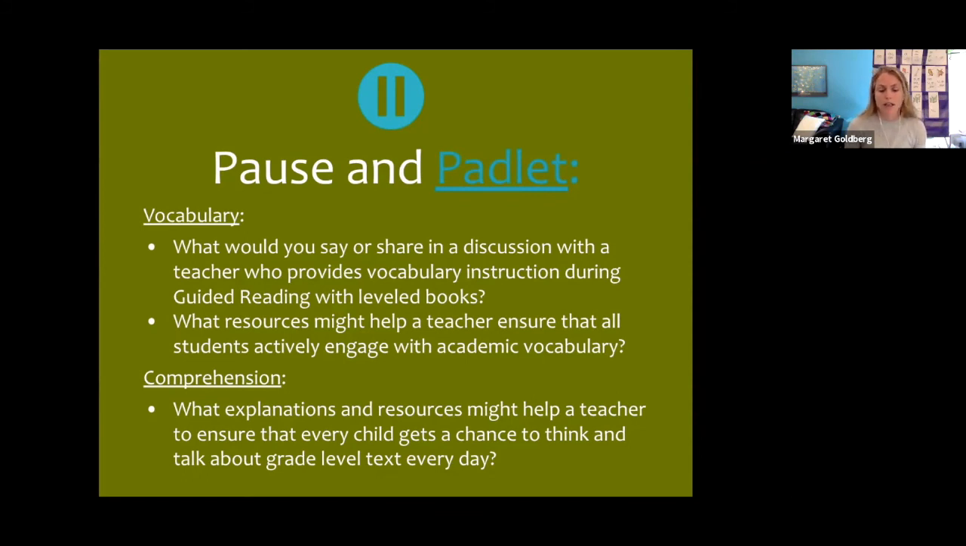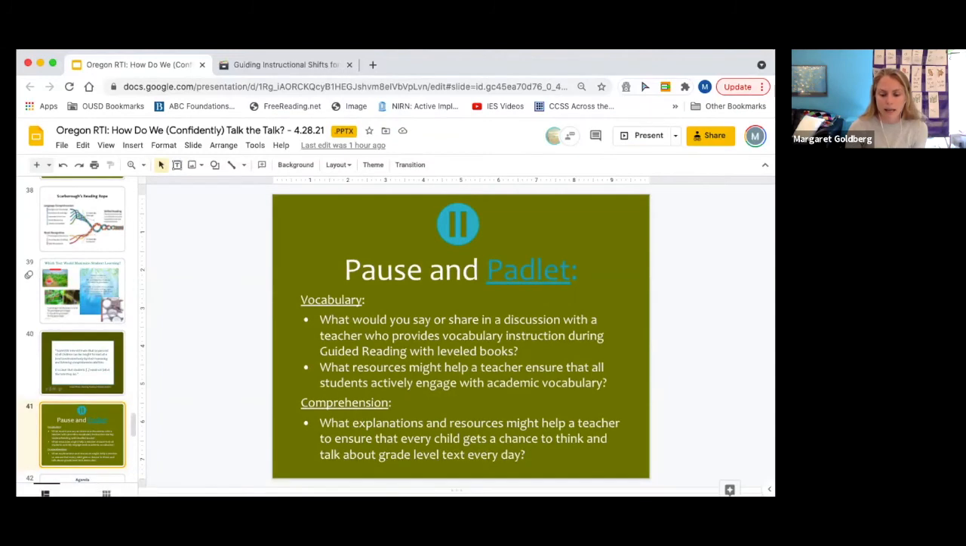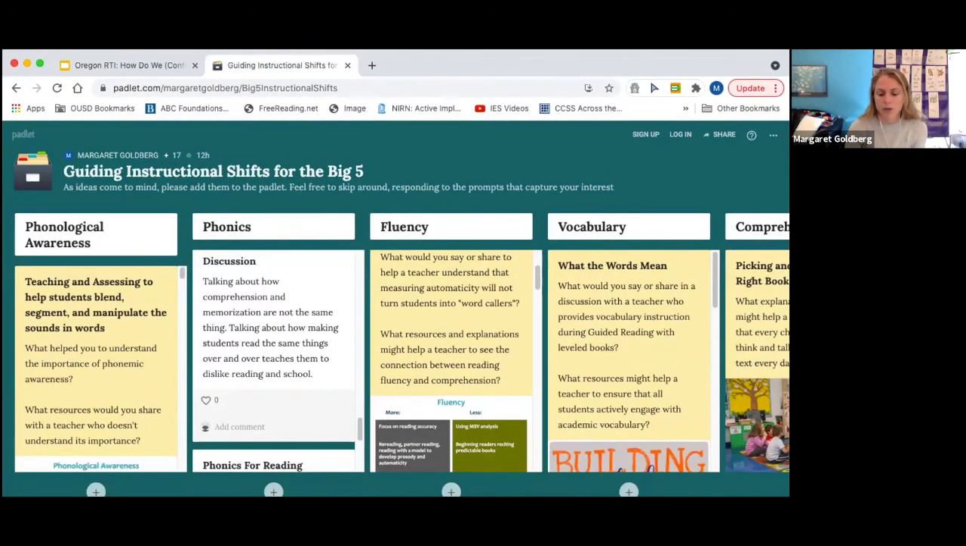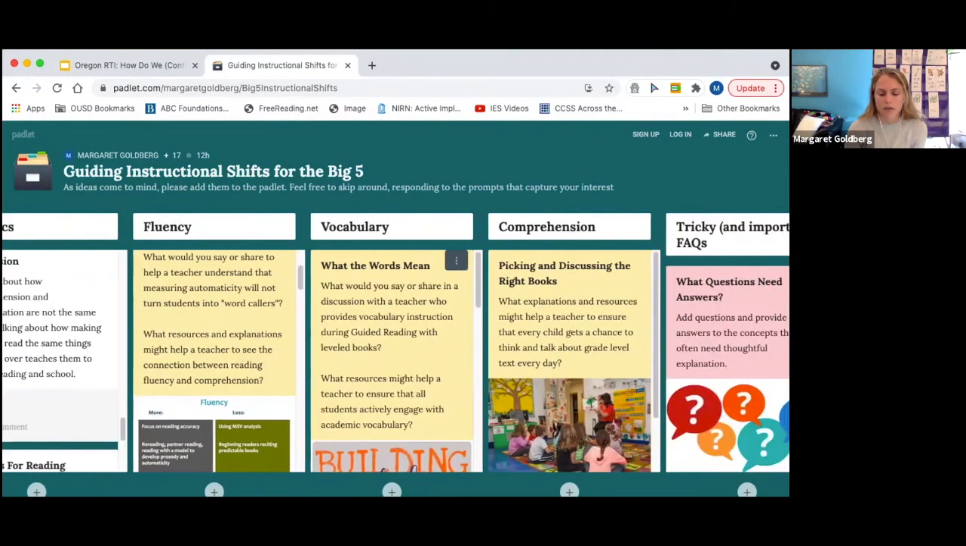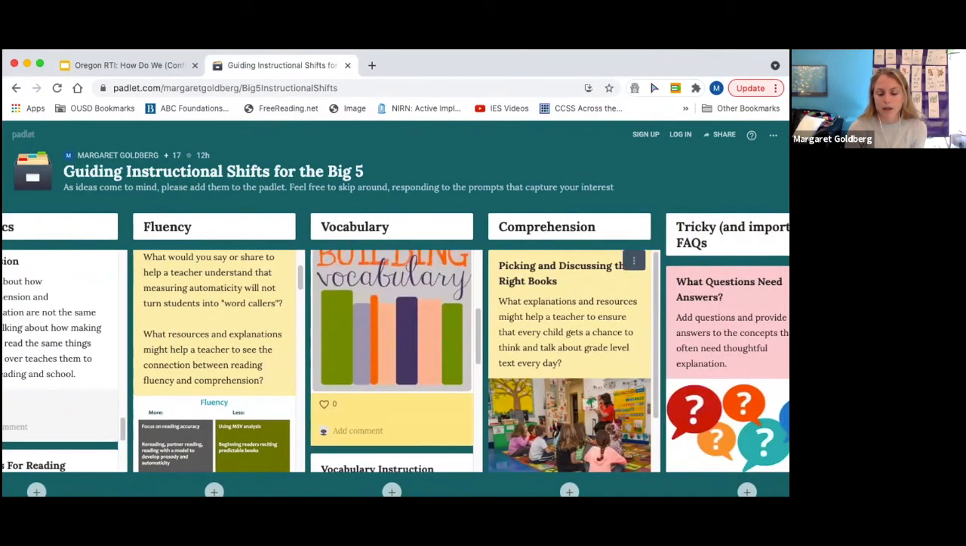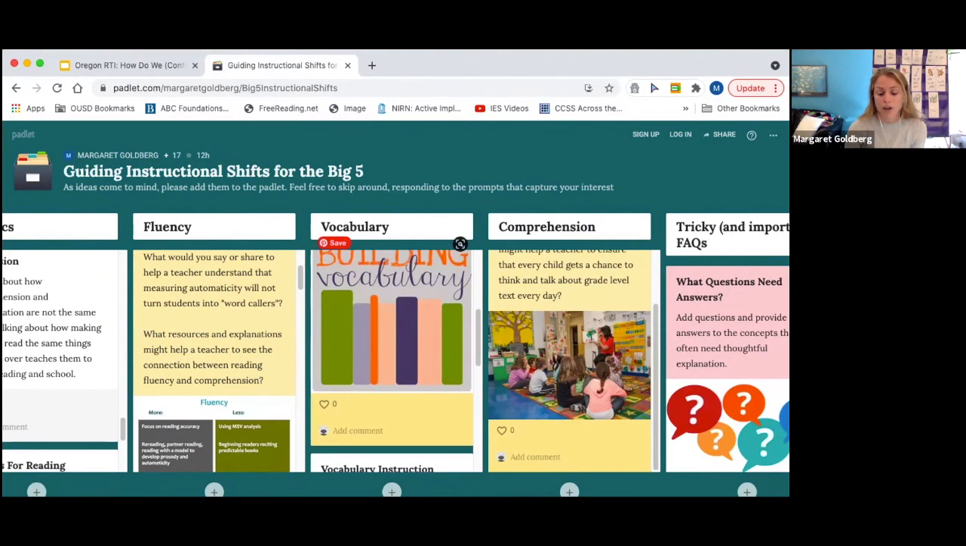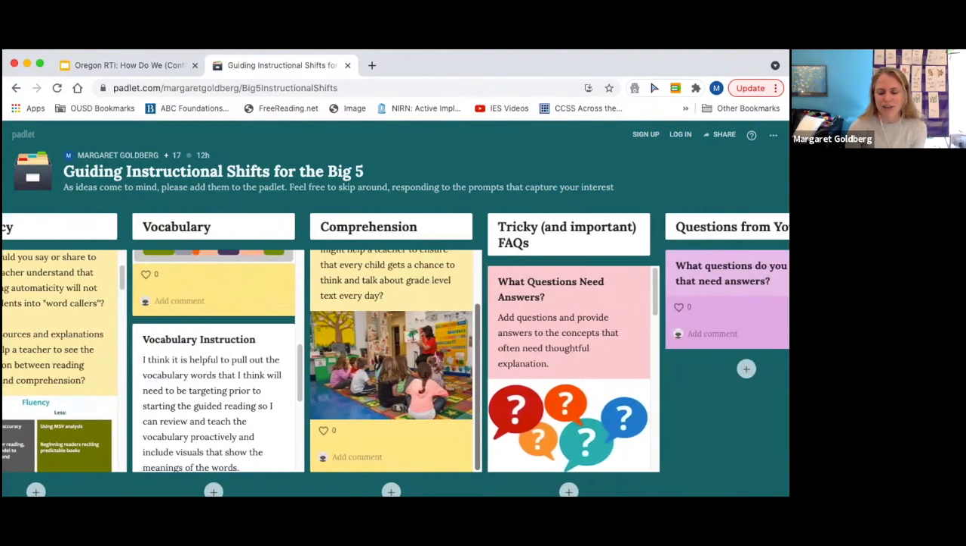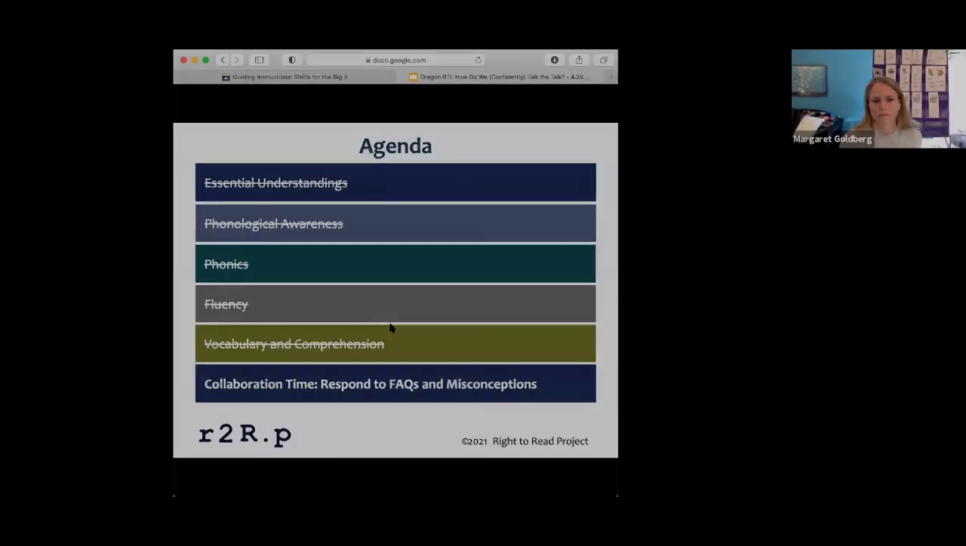So you're going to take a look back over into the Padlet. And in the Padlet, we're working now in 2 columns. We're working in the vocabulary column here and also in the comprehension column here. And I can see some of you guys are already getting going on this. Perfect. And don't forget, if you want to stick in any questions to the FAQs or questions for us, you're welcome to do that in the Padlet.